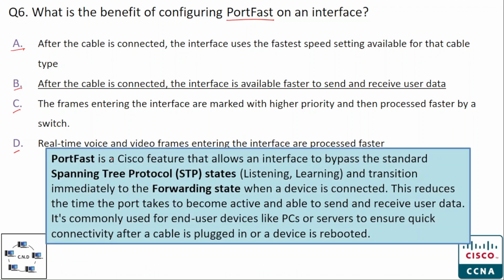And how is this done? Basically, PortFast is a Cisco feature that allows an interface to bypass the standard spanning tree protocol states, including listening and learning, and transition immediately to the forwarding state when a device is connected. This reduces the time the port takes to become active and able to send and receive user data. It's commonly used for end-user devices like PCs or servers to ensure quick connectivity after a cable is plugged in or a device is rebooted.